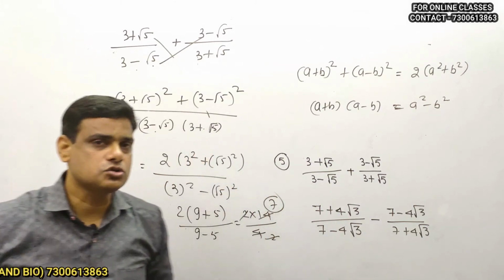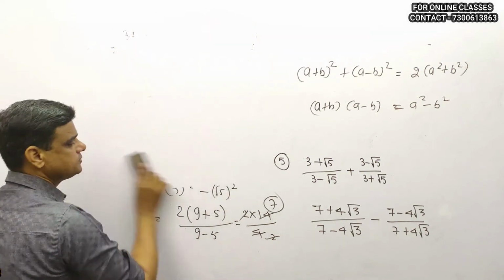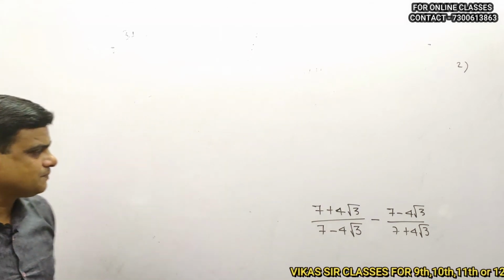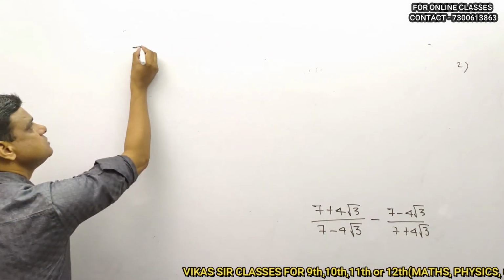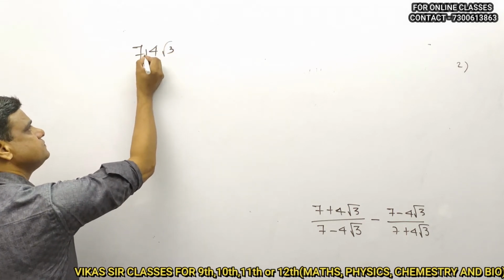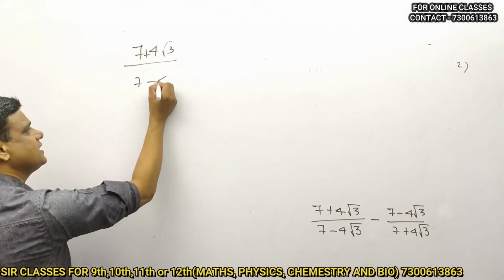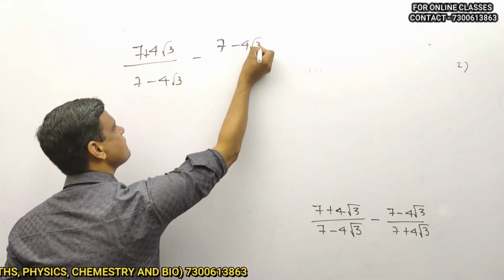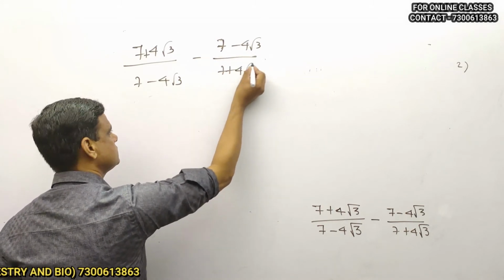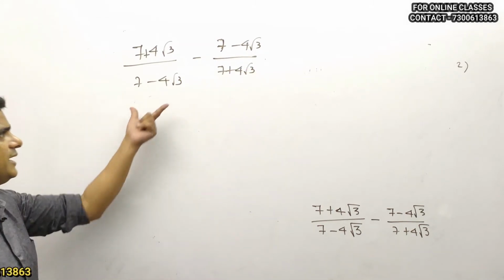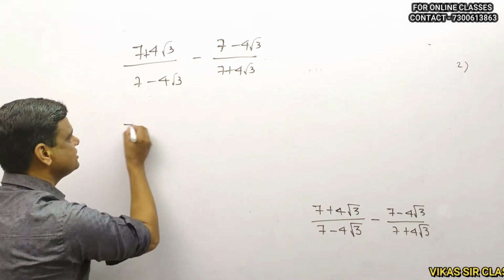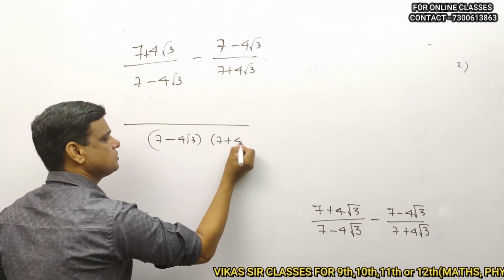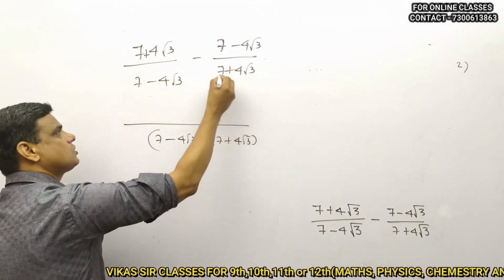Now let's solve. How to solve the question? Let's see on the board. Here, the question is this: 7 plus 4 root 3 upon 7 minus 4 root 3 minus 7 minus 4 root 3 upon 7 plus 4 root 3. This is the question. A minus B into A plus B. If I take the LCM, it would be 7 minus 4 root 3 into 7 plus 4 root 3. Correct? Right.